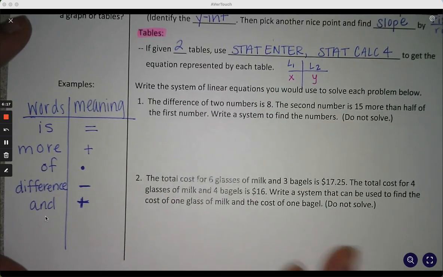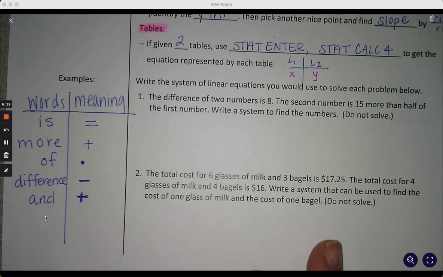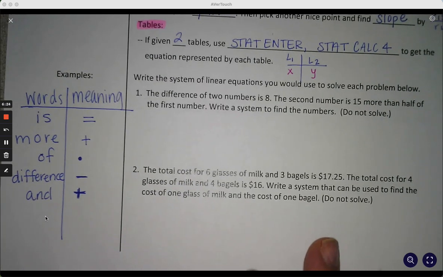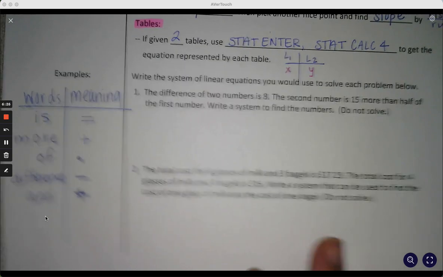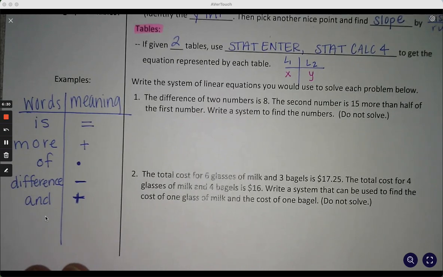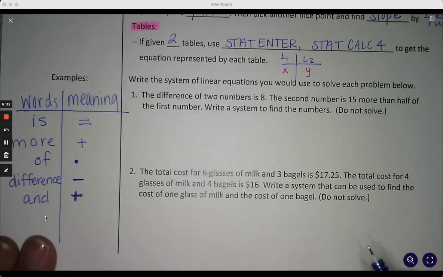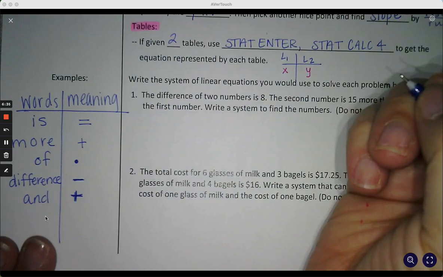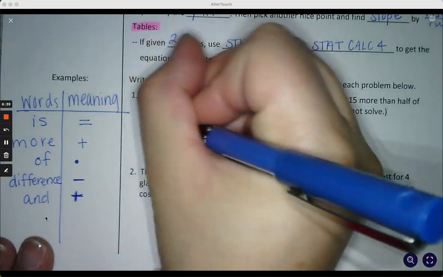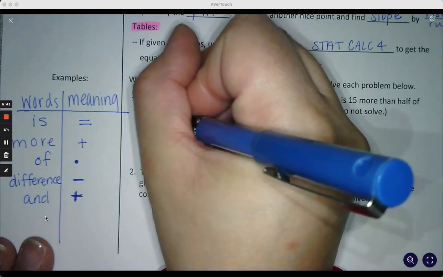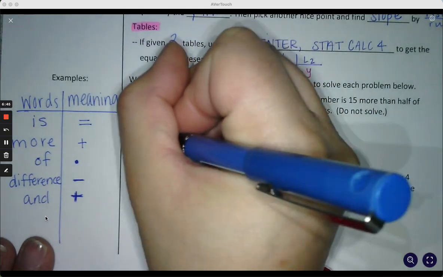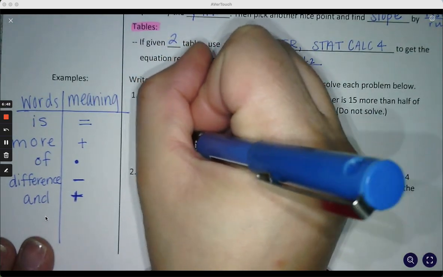The difference of two numbers is 8. The second number is 15 more than half of the first number. Write a system to find the numbers. Notice it also says don't solve. So the first thing we're going to do is identify our two variables. Well, they're numbers, so I'm going to use x as my first number and y as my second number.